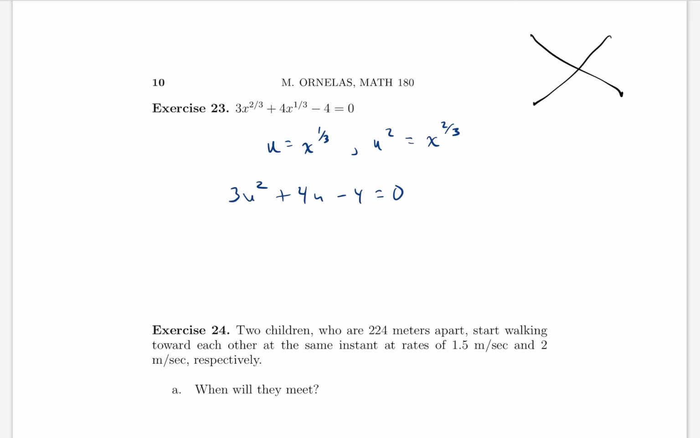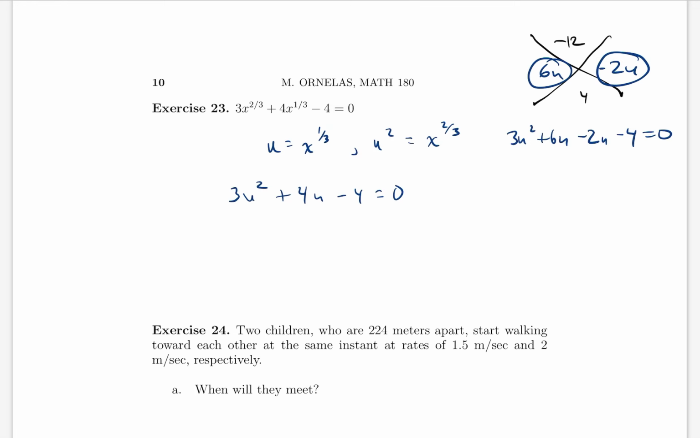So that's going to be a times c is -12, b is 4. The two numbers that would work out here would be, what is that going to be, 6 and 2? But you need a -2. Because the leading coefficient is not 1, that means we do have to put a u here and factor by grouping. So our four terms would be 3u squared plus 6u minus 2u minus 4 equals 0.